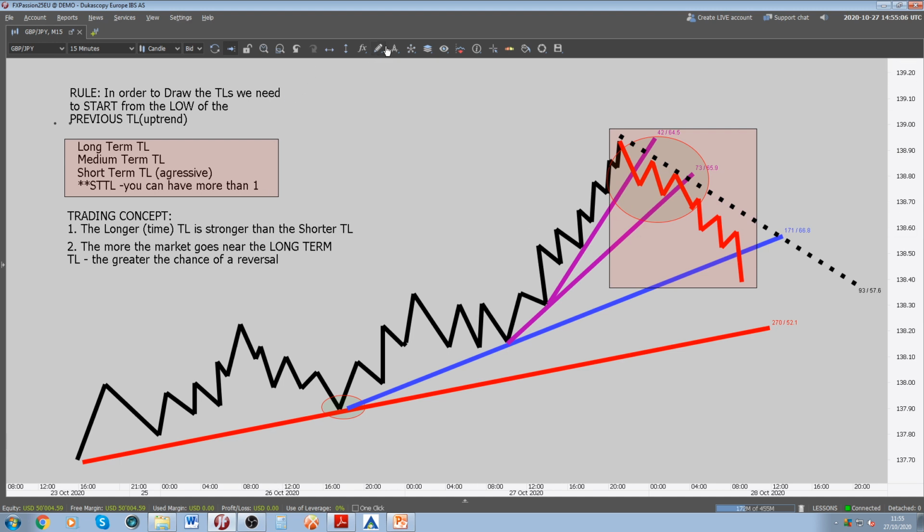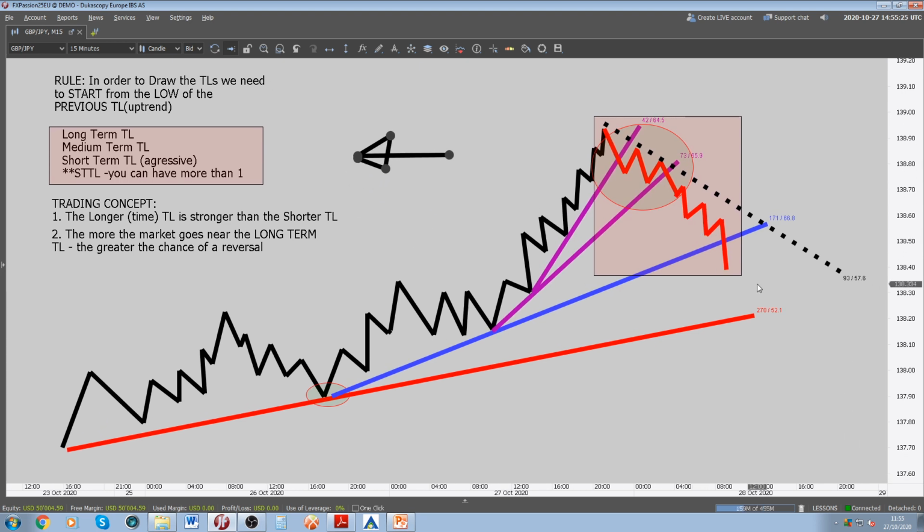The answer is here, everybody. Okay? The answer is here. The longer, and we're talking about time, the longer trend line is stronger than the shorter trend line. Okay, so this is time, and yes, Diego, you are correct. Tari, you are correct too.